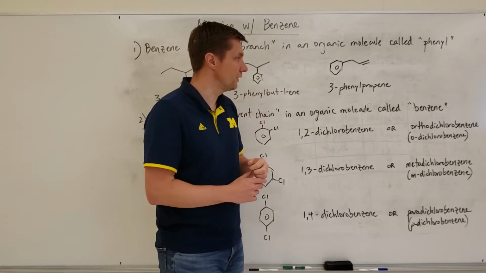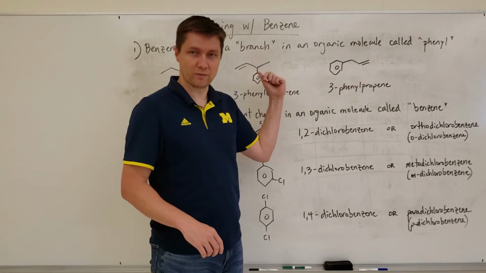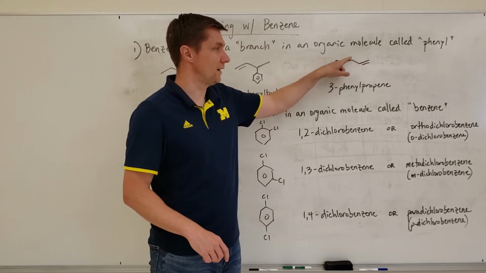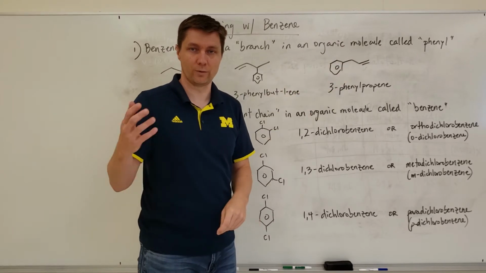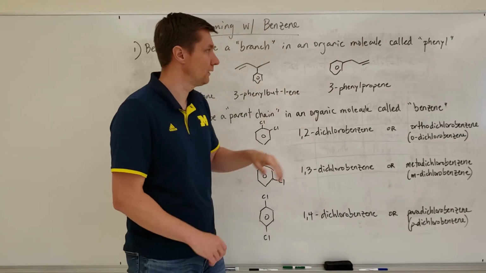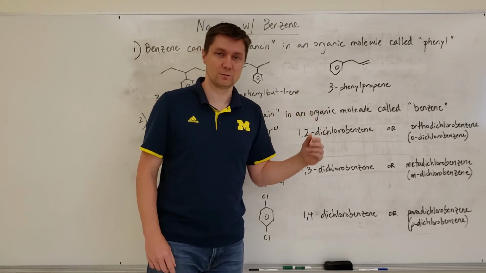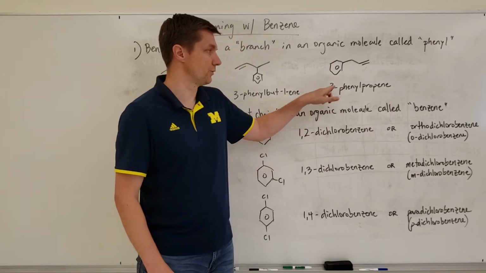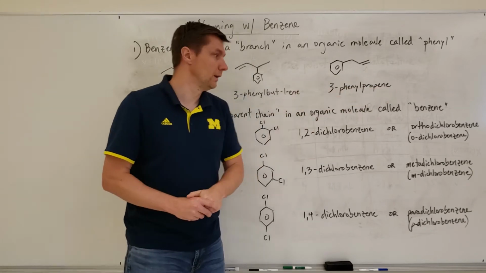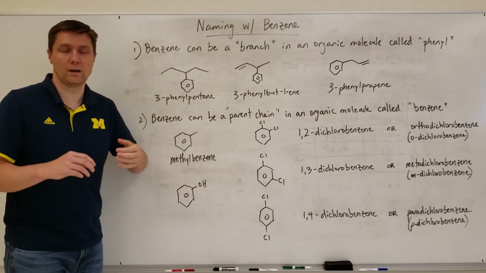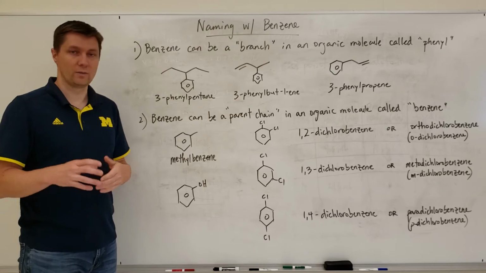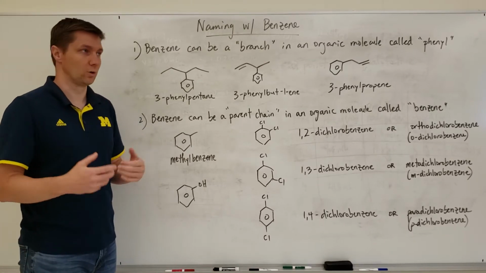And then this one right here, same reason as before, has to have the numbering system for the parent chain because it's got a double bond in it. And so 1, 2, 3, and this branch, the benzene branch phenyl, ends up on carbon 3, so 3-phenylpropene. And so that's how we name organic compounds with benzene as a branch. We use the word phenyl.